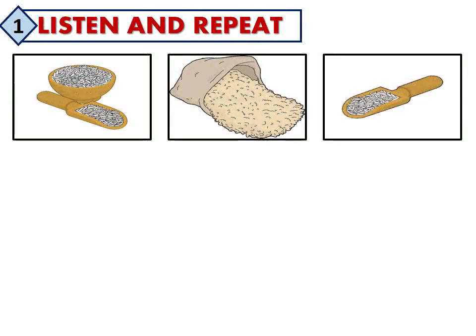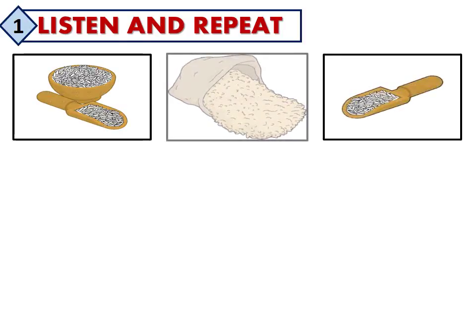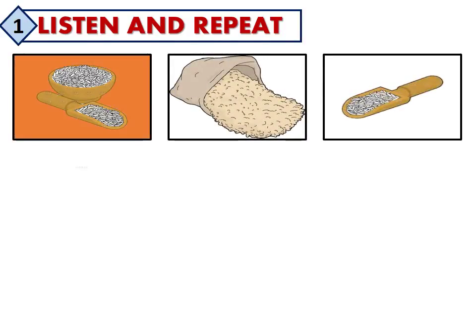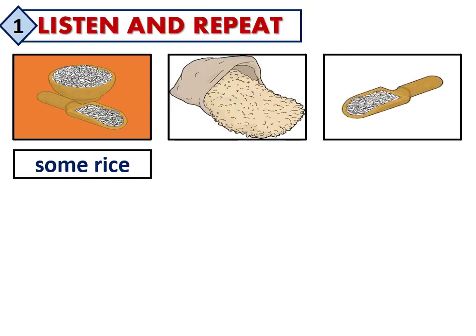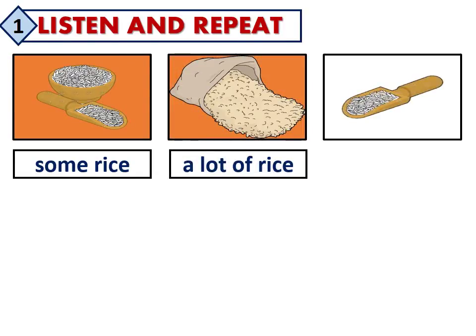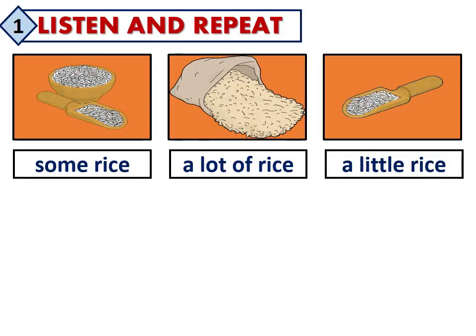Look at the pictures, please. Do you know what it is? Yeah, that's right, it's rice. But in each picture, the amount of rice is different. The rice in picture 3 is the least, and the rice in picture 2 is the most. So with picture 1, we have some rice, and a lot of rice in picture 2. In picture 3, we have a little rice. Now repeat after me. Some rice, a lot of rice, a little rice.